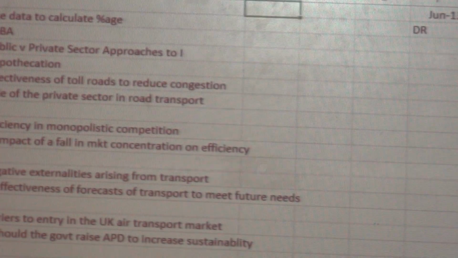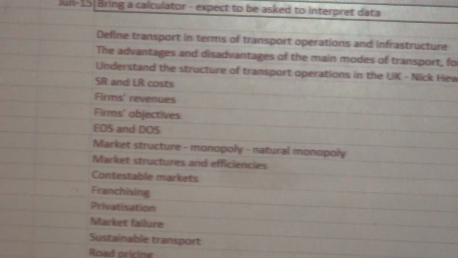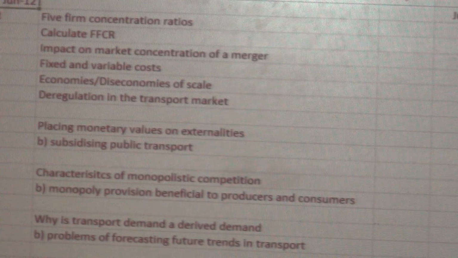And then finally, if we just move along to June 2012, again, the data response questions to start off with. So consideration of a concentration ratio. Candidates were asked to calculate the 5-firm concentration ratio, FFCR. The impact on market concentration of a merger. Candidates asked to distinguish between fixed and variable costs, economies and diseconomies of scale. And then again, the heavyweight question on that one was with regard to deregulation in the transport market.